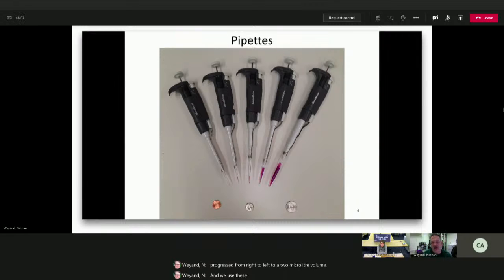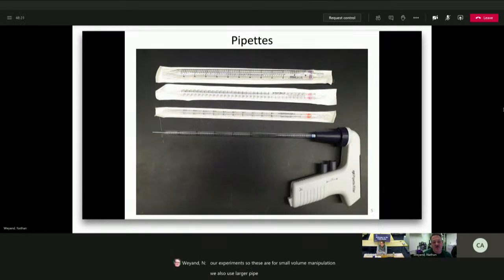We use these a lot in the laboratory to transfer bacterial suspensions between tubes or to make solutions for some of our experiments. So these are for small volume manipulation. We also use larger pipettes, shown here, for larger volumes. The top pipette here holds 50 milliliters of liquid, and then 25, 10, and 5. Your hand holds this, and you draw liquid up by pushing these blue buttons or eject it.